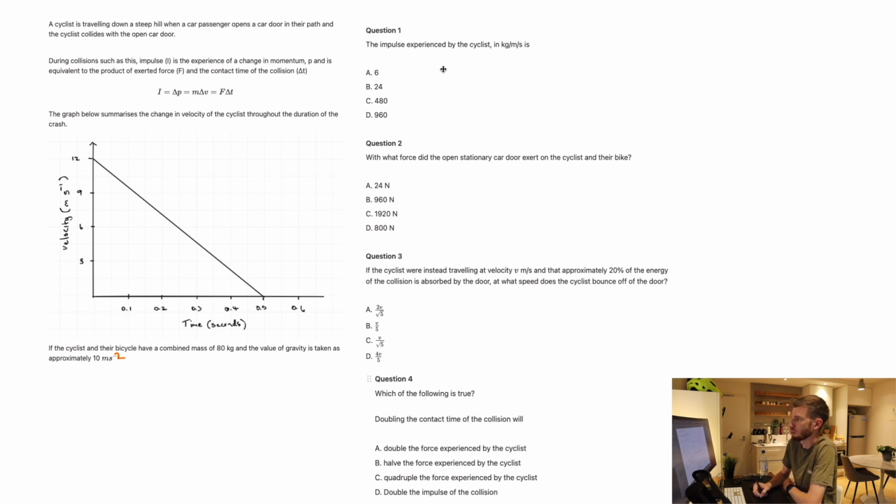Question 1, we've got the impulse experienced by the cyclist. So it's numbers, so I'll go straight into formulas. Whenever you see numbers, it usually means you're looking at a graph or a formula, and there's very little text information, so it is very much a math skills based question. So we're looking for the impulse. Impulse was I, so we've got a bunch of different ways to calculate it. So we look at what information we've got.